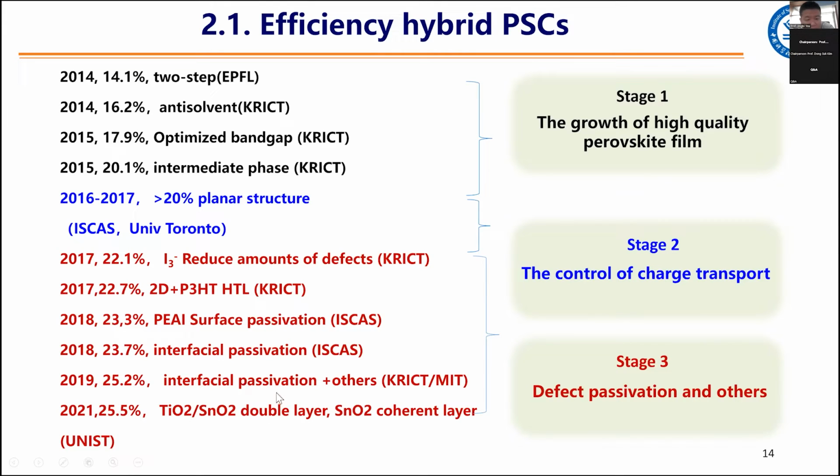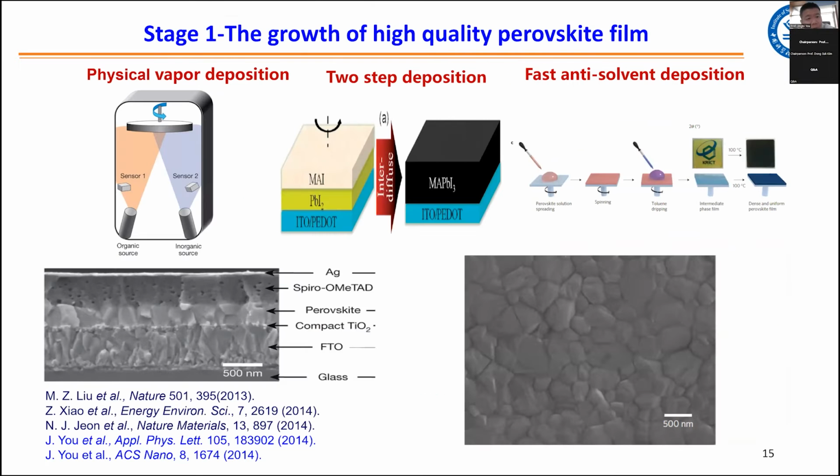UNIST has also designed a bilayer electron transport layer for the perovskite solar cell to make it efficient. And we have also done a little bit of work in interfacial passivation to make an efficient solar cell. I think for high efficiency perovskite solar cells, the first stage is how to control the growth of high quality perovskite films.